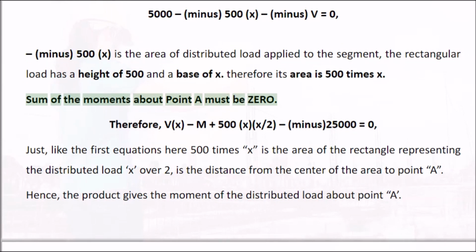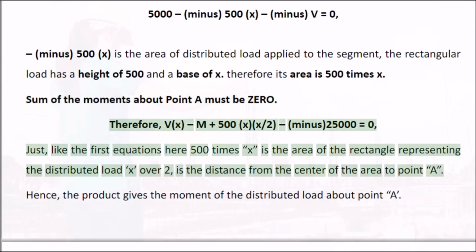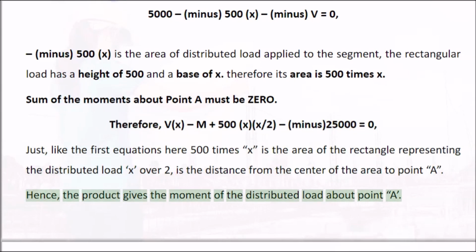Sum of the moments about point A must be 0. Therefore, V times x minus M plus 500x times x/2 minus 25,000 equals 0. 500 times x is the area of the rectangle representing the distributed load. x over 2 is the distance from the center of the area to point A. Hence, the product gives the moment of the distributed load about point A.